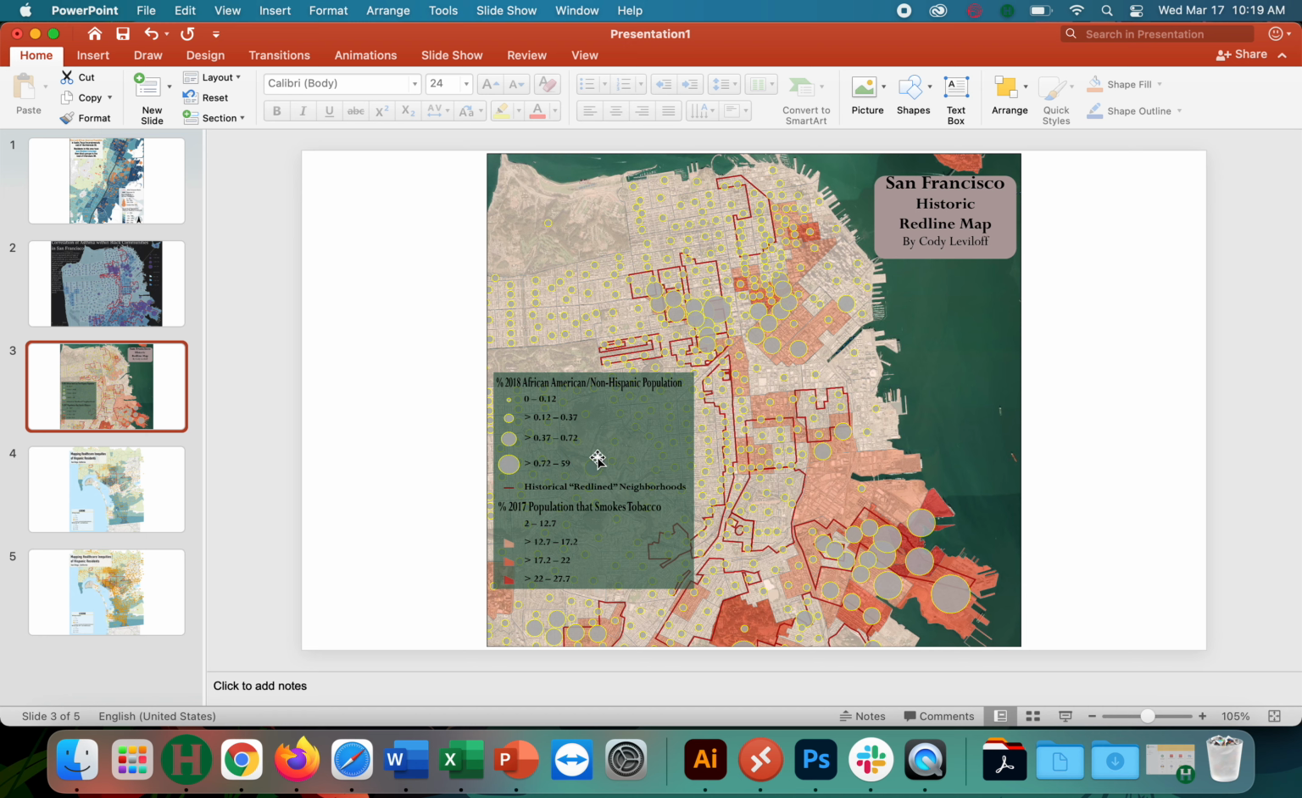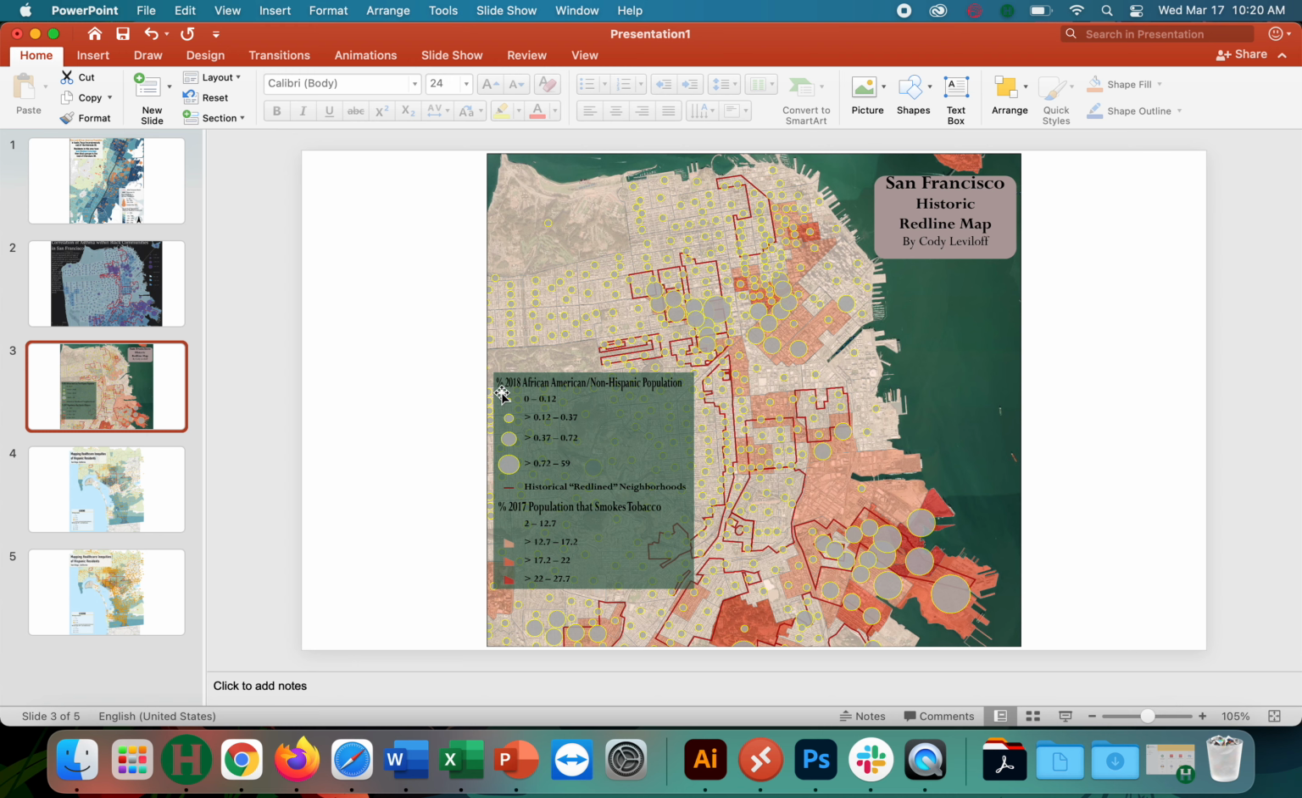The other thing that I noticed here in the legend is you have these conflicting, oh, never mind. Actually, I just saw the greater than symbol. So, never mind. Yeah, so this is a good example of what to do, right? We have 0 to 0.12%. The next one is greater than 12% to 37%, greater than 37% to 72%.